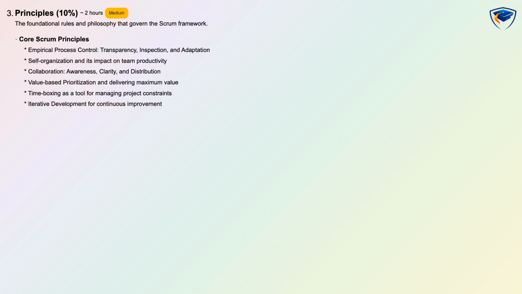Principles makes up 10% and is medium difficulty with about 2 hours of study and conceptual plus scenario assessment. Here you master the foundational Scrum philosophy, including empirical process control with transparency, inspection, and adaptation. You will learn how self-organization and collaboration drive productivity and why value-based prioritization and time boxing matter. The domain links iterative development to continuous improvement and practical decision-making.